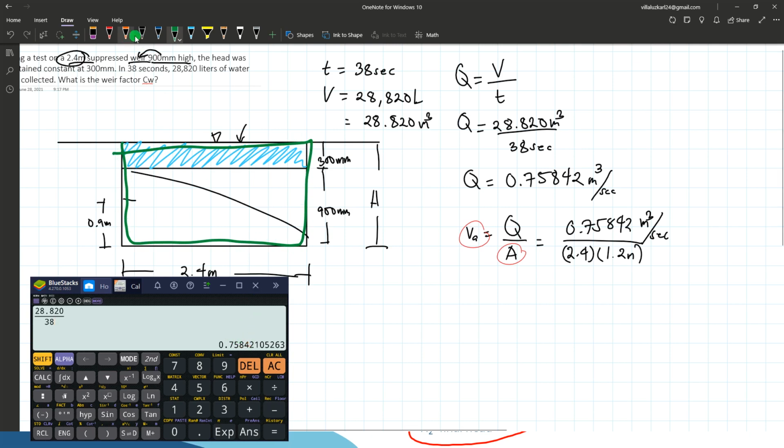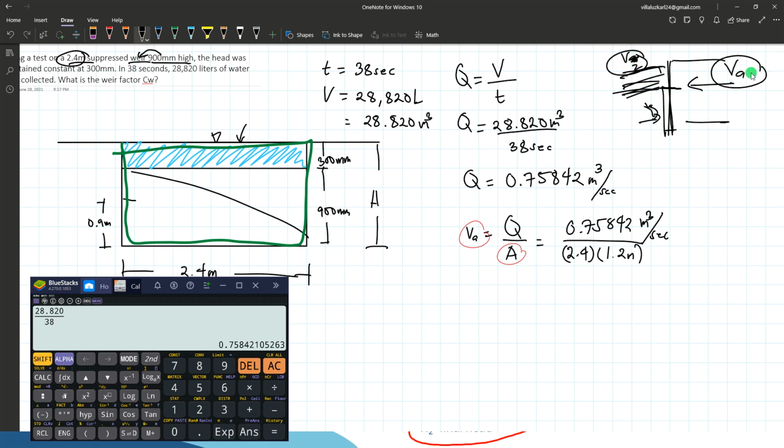So that's the velocity of approach, means that's the velocity before it approaches the weir itself. But when it passes through this opening, because we have a suppressed weir, that velocity will increase. So what we need here is the velocity of approach. So that's why we use the area of 2.4 by 1.2 meters. This is total of 1.2 meters.